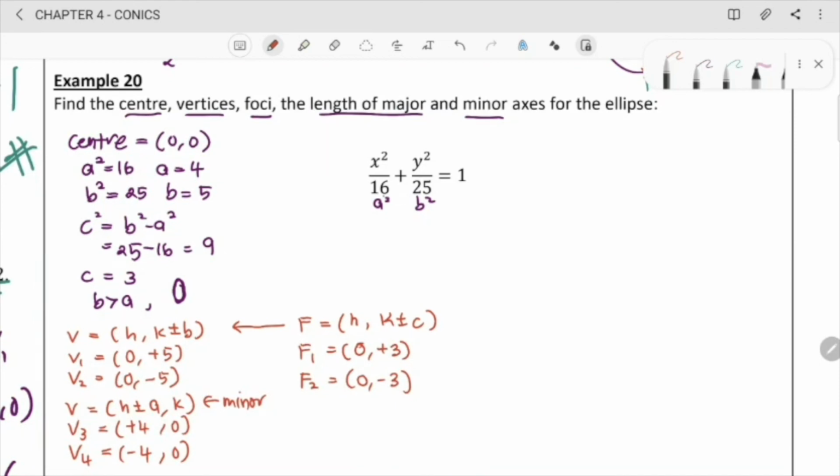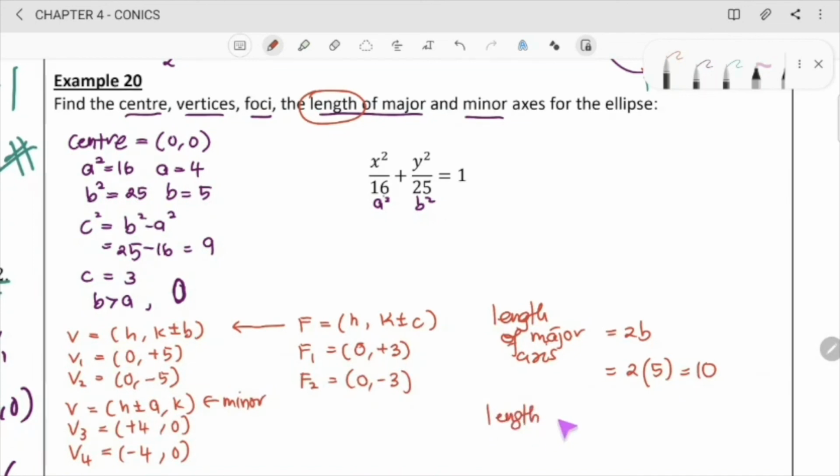And then the last one will be the lengths. So the length of the major axis, remember, is vertical, b is greater than a, so it's on the b, so 2b. So 2b, b is 5, so you get 10 as the length of the major axis, and the length of the minor axis is equal to 2a, and your a is 4, so it will be 8. That's the answer.